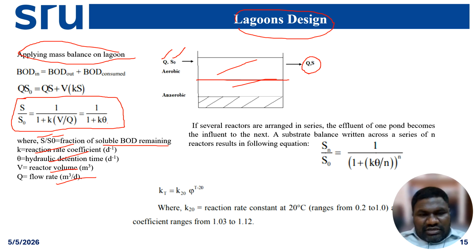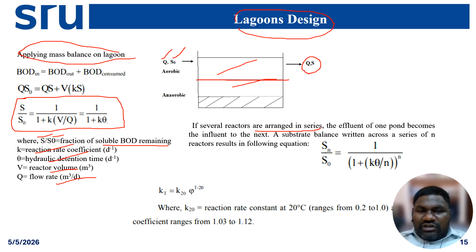If several reactors are arranged in series, the effluent of one pond becomes the influent to the next. If the concentration of BOD is high, then one reactor can't handle the strength of BOD, so we need to go for a series of reactors. Here, whatever effluent comes from one reactor becomes the influent to the next reactor. That is called the lagoons in series design.